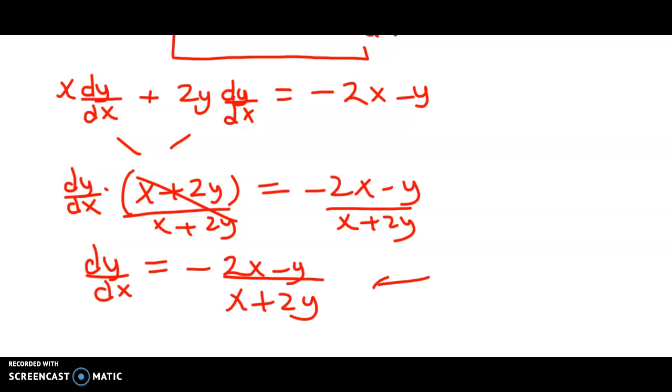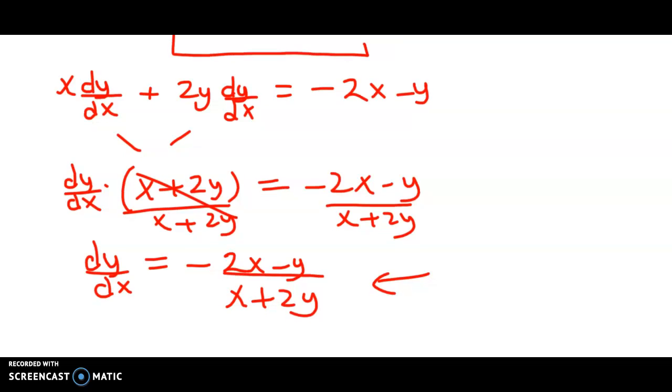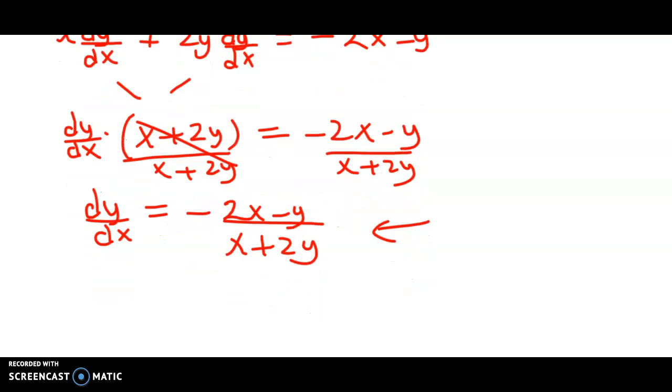So you see that the slope of your tangent line is dependent on the x value and the y value here. So if I did give you a coordinate and asked you to find the slope of a tangent line, for any coordinate you'll get this.